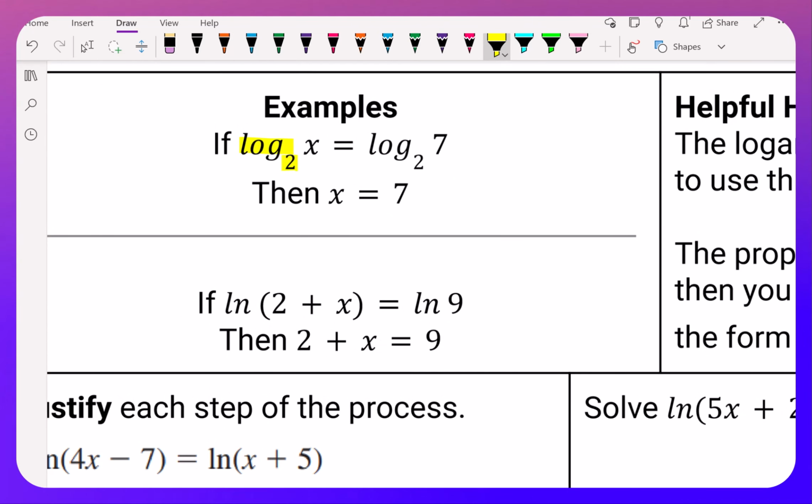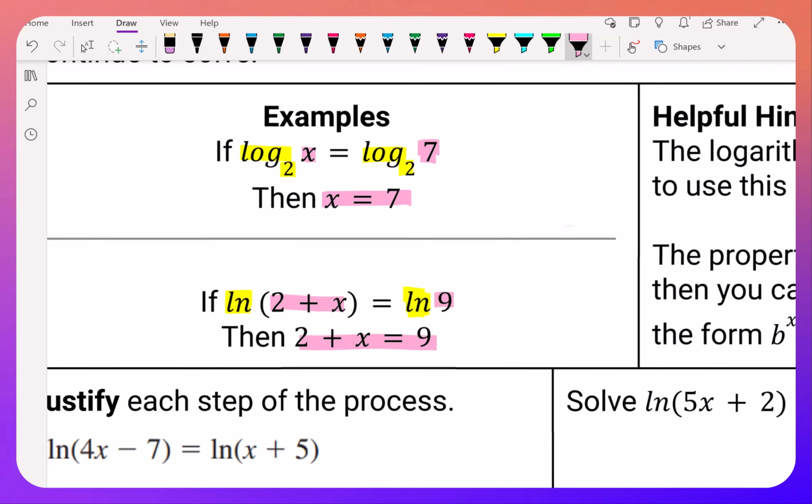You've got log base 2, see how they're isolated. That's the only thing that's on the left and right hand side. If you see that pattern, that means that x is going to be equal to 7. So that is as basic as it gets. Right here underneath it, I have a natural log. The natural logs have the same base e. And then you can simply just say that 2 plus x is equal to 9. Then you're going to have to solve for x.